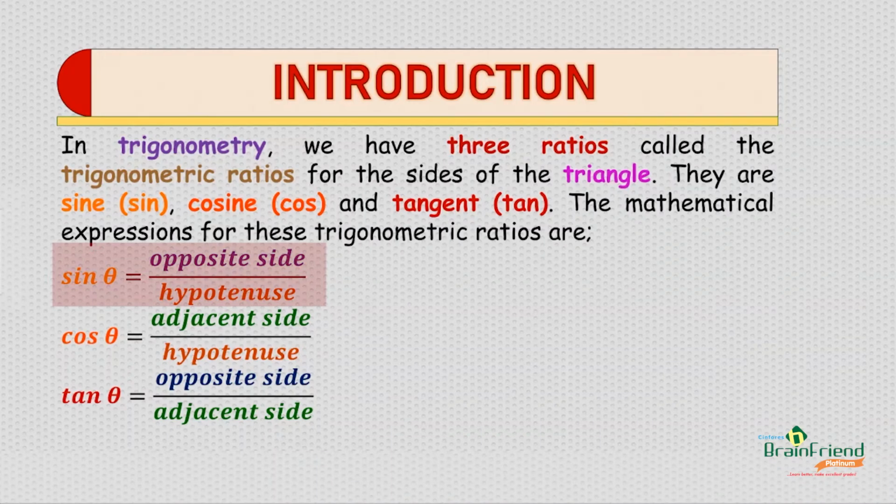Now recall that in the first part of this lesson, we learned all about the three trigonometric ratios for the sides of the right angle triangles. We learned that they are sine, cosine, and tangent. We also learned the mathematical expressions for these trigonometric ratios. We learned that sine theta is equal to opposite side over hypotenuse. We learned that cosine theta is equal to adjacent side over hypotenuse. And we learned that tangent theta is equal to opposite side over adjacent side.